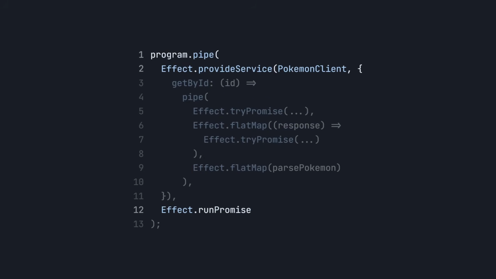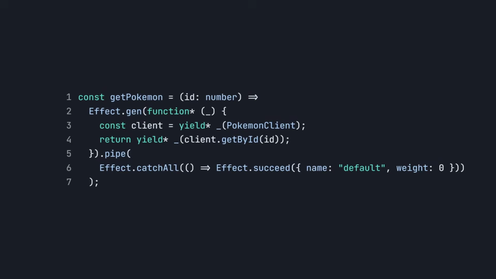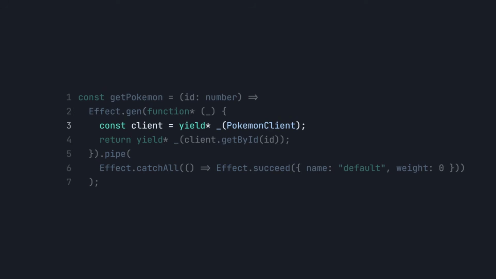Now, in our main program, we can provide the Pokemon client implementation before passing the result to runPromise. Here, our implementation of the getById method is identical to the logic of our getPokemon function previously. But now, we could change the data source or add caching, and our downstream usage of the client doesn't need to change at all. With generators, we get the client by yielding the tag and return the yielded result of getById. Then provide the service the same as we did just now in the pipe version.